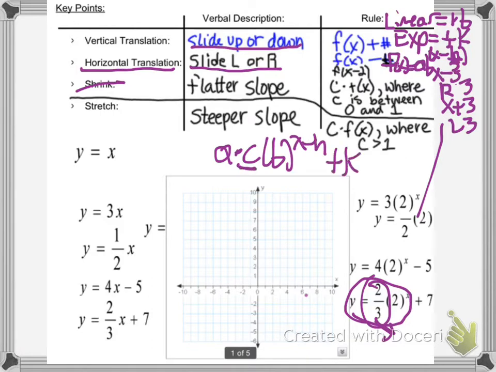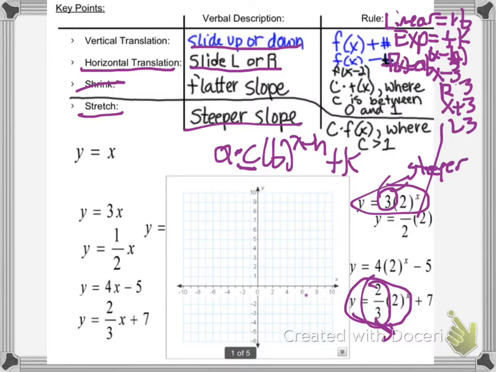And so they're saying this number right here, but for our purposes, it's going to be a. If it's between 0 and 1, it's going to be flatter, and a stretch is a steeper slope, just like this one, because the 3 right here is going to make it steeper. And we can put them in our calculators and see that. So those are different kinds of transformations.